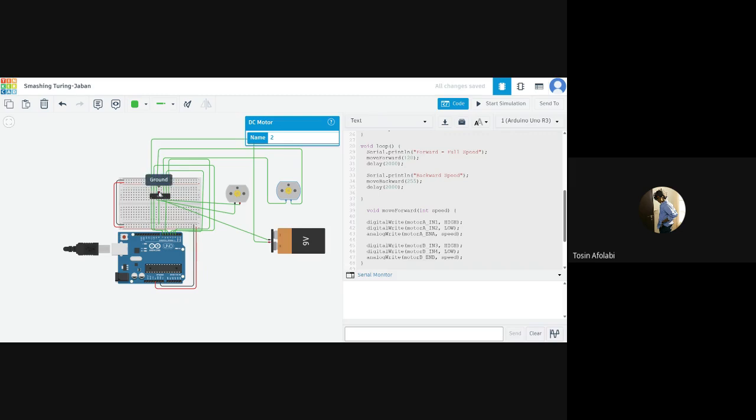Am I missing something here? This ground, yes, ground. Both grounds are connected. Why do I feel like I'm missing something? I'm coming now. Trying to see what I'm missing.